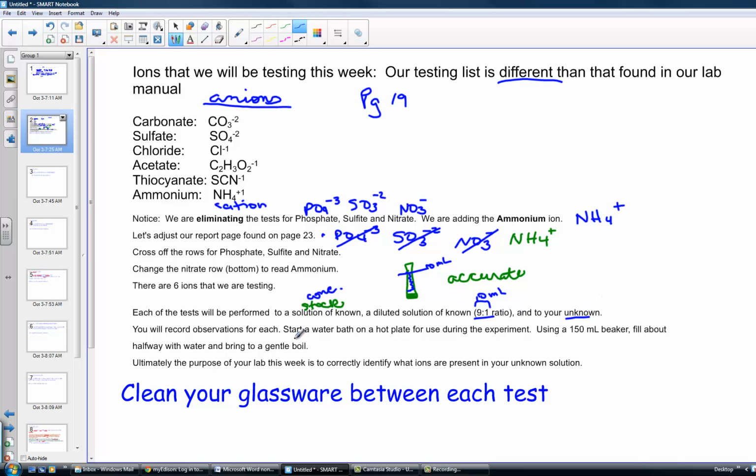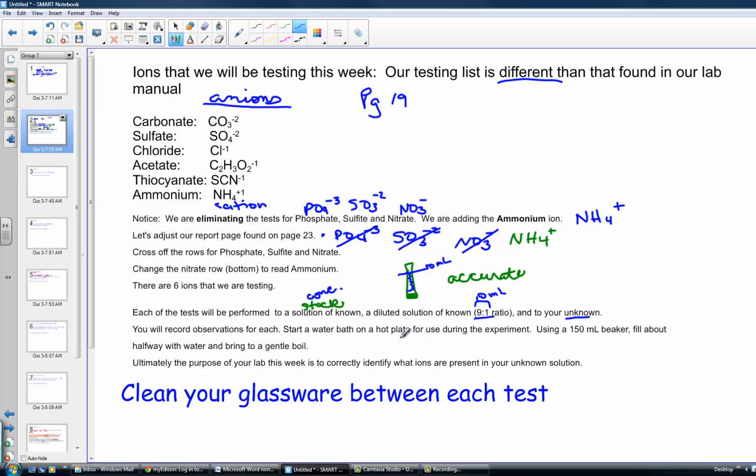So we're going to record observations for each. A concentrated, that's in the next column after the identity of the ion. It says stock solution, that's the concentrated version. Then the 9-to-1 dilution, that's the diluted solution. 1 ml of the stock, add 9 mils of water. Be sure to stir it up. And then the unknown, how is it behaving? Observations for our data table. Describe what you see, describe what you smell, that sort of thing.